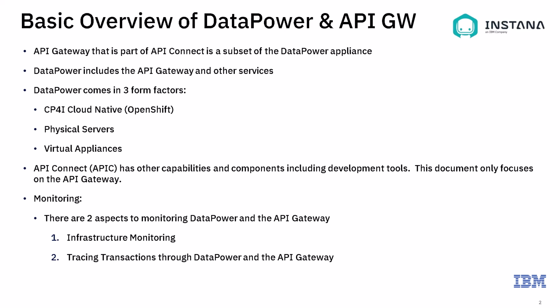Now, it's important to understand that API Connect has other capabilities besides the API Gateway, and those are well documented within the Instana docs. This particular video is not going to cover those. We're going to show you how to configure tracing through DataPower, but before we do, let's show you it in action.